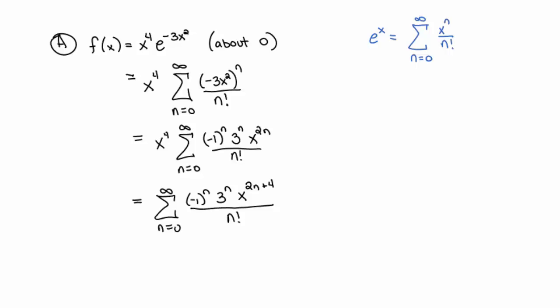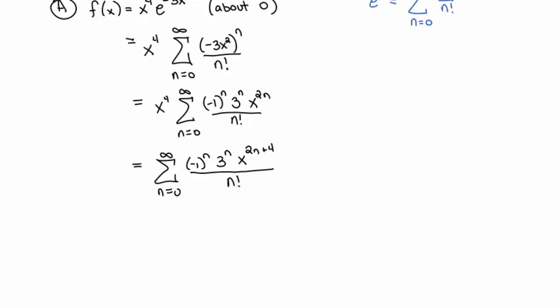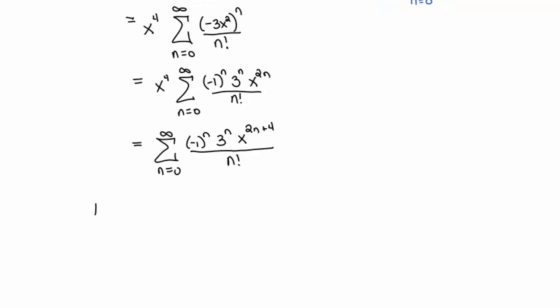Now, this is not a geometric series or anything like that, so to find the radius of convergence for this, we're going to use the ratio test. So by the ratio test, we require that the limit as n goes to infinity of the absolute value of a sub n plus 1 over a sub n, where a sub n is the sequence that the series is based on. This is a sub n right there.